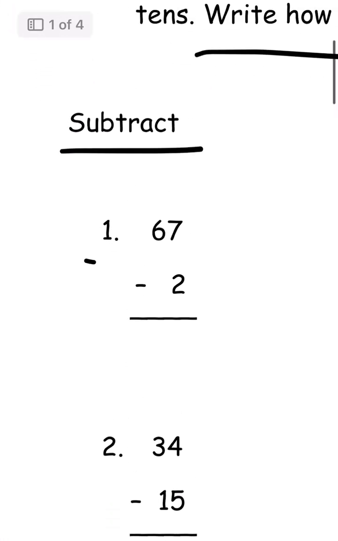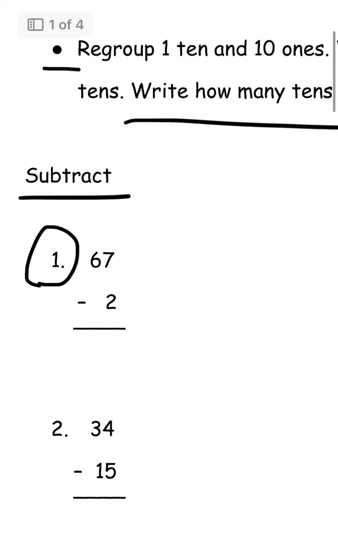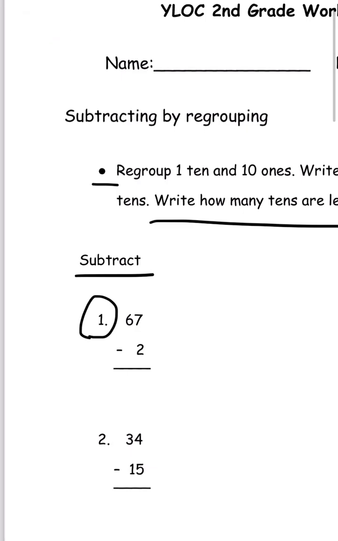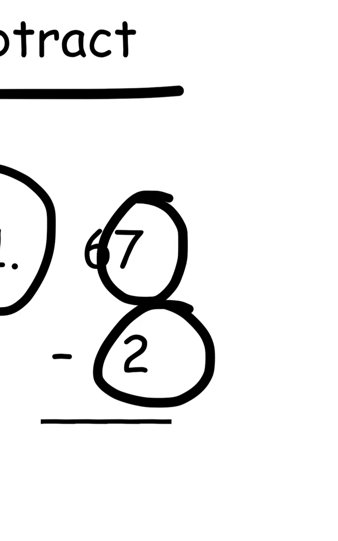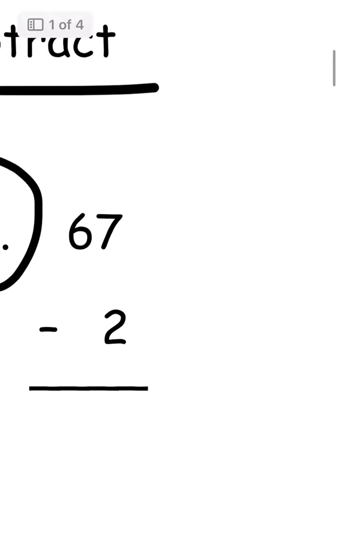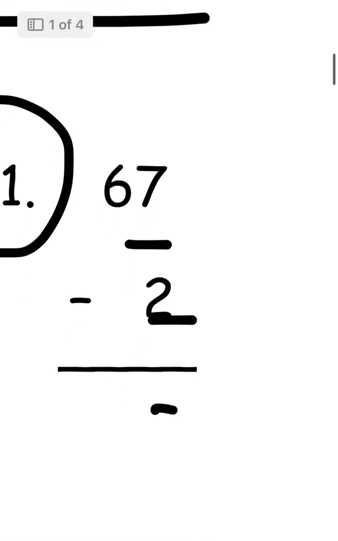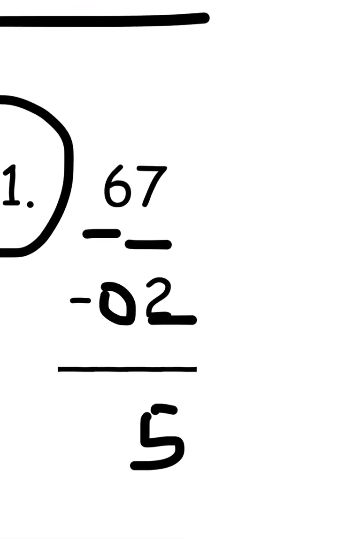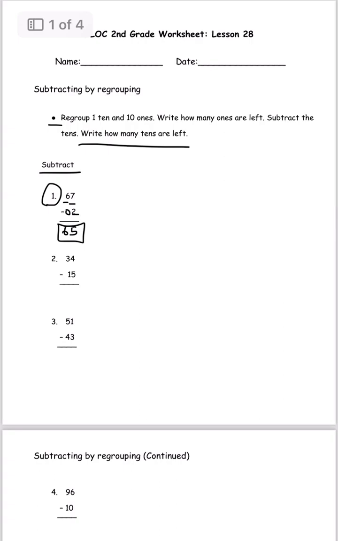Let's look at number 1 then. So we have 67 minus 2. We don't have to regroup if the bottom number is smaller than the top one. But if it's larger, then we would have to regroup. So let's try. 7 minus 2 is 5, and 6 minus 0 is 6. So it's 65 for number 1.